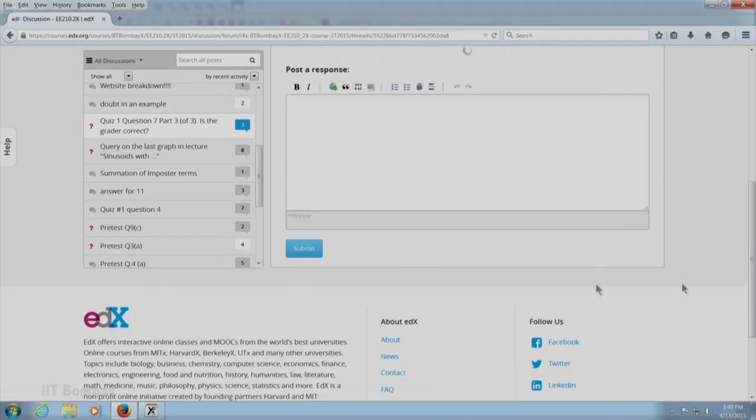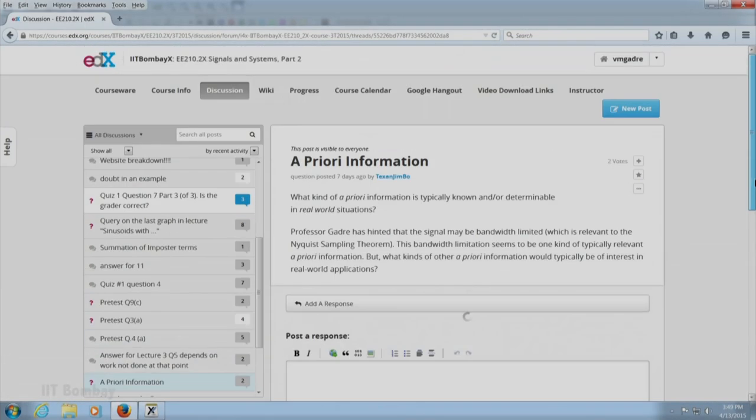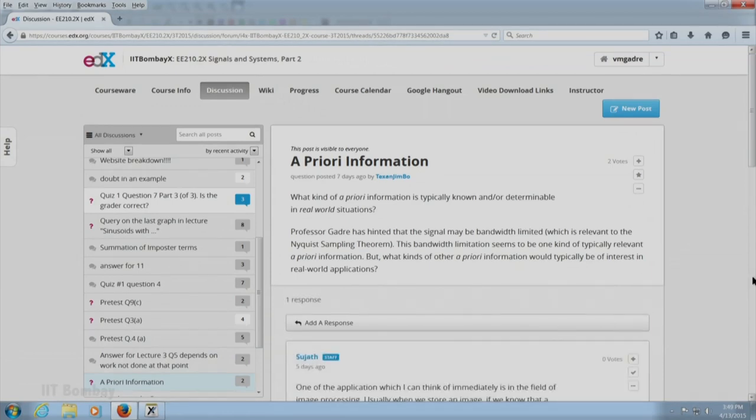Let us look at the question on a priori information. Texan Jimbo has posed a very interesting question: what kind of a priori information is typically known and/or determinable in real world situations? Professor Gadre has hinted that the signal may be bandwidth limited, which is relevant to the Nyquist sampling theorem. This bandwidth limitation seems to be one kind of typically relevant a priori information. But what other kinds of a priori information would typically be of interest?